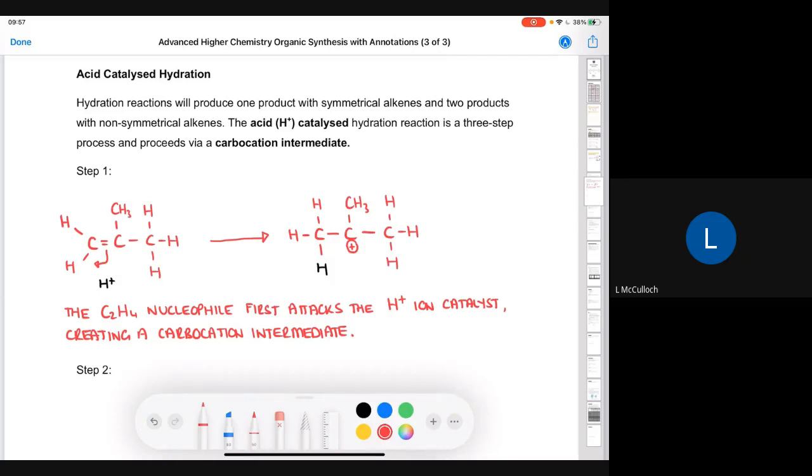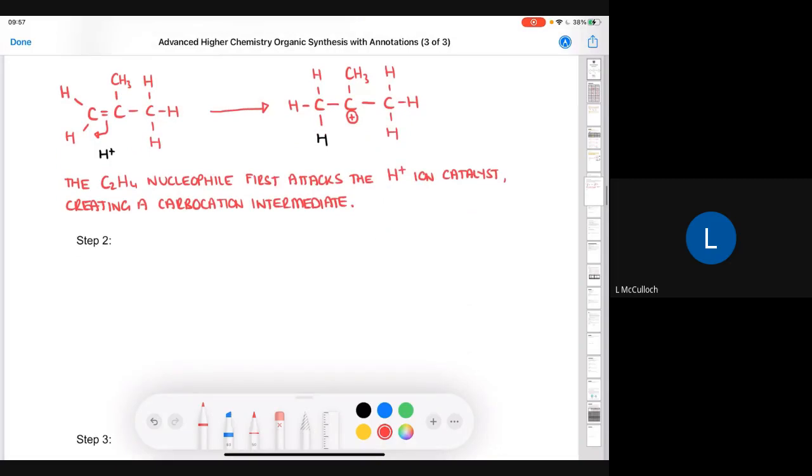Right, so in step 2, water. Now this is a hydration reaction, so it also involves water. So the carbocation intermediate will then be attacked by water. Now water is also a nucleophile because it has two non-bonding pairs of electrons. And one of the things that makes something a nucleophile is either the presence of electrons in a pi bond, or a negative charge, or the presence of one or more non-bonding pairs of electrons.